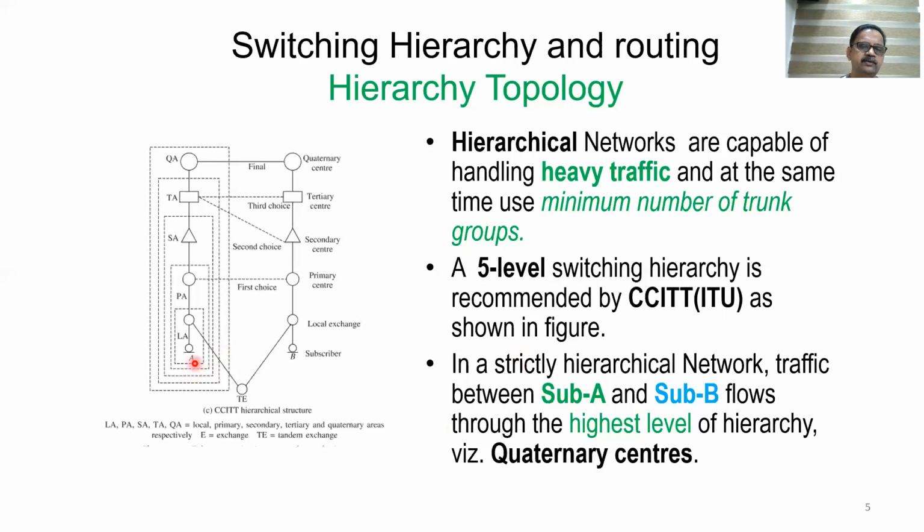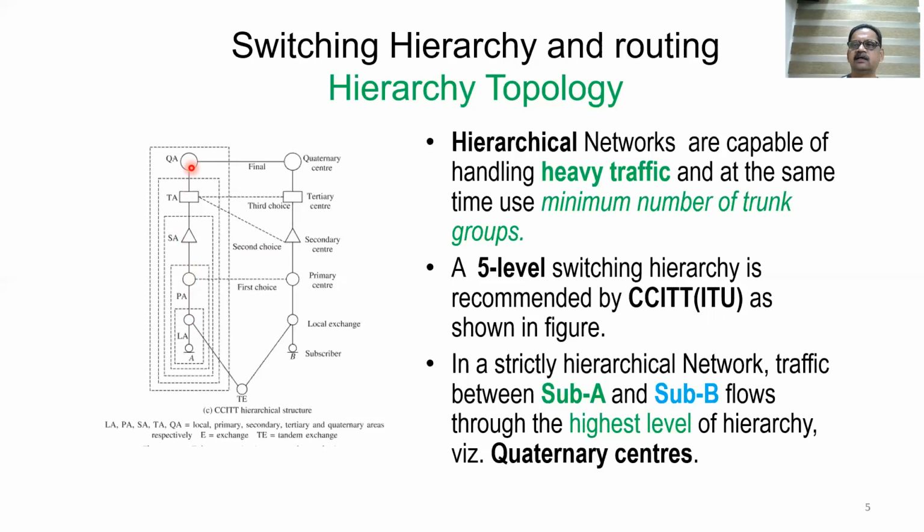So the user A is connected to the local exchange, LA, local exchange area. This is the local exchange area. Then the second level is the primary exchange area, primary area. Then secondary area. Then tertiary area. Then finally quaternary area or quaternary center.